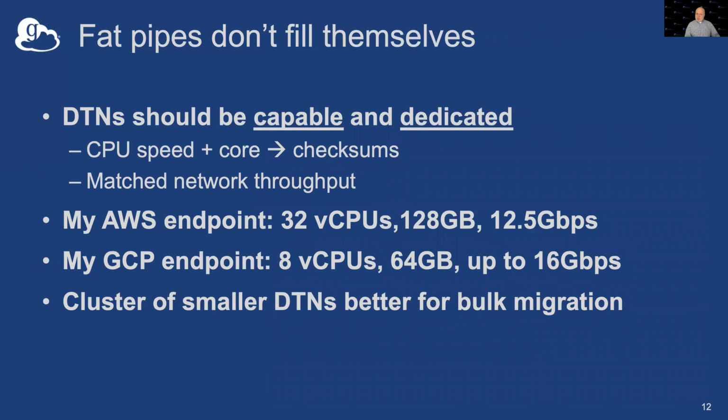One thing to also consider is that, yes, you may have great network pipes, but they're not going to fill themselves. So you need to also think hard about what your data transfer nodes look like in terms of capability. So certainly fast CPUs and lots of cores, because if you're moving lots of files, you have to checksum lots of files, and that takes processing power. But also having them dedicated to the task, not having your DTN double as, God forbid, a mail server or something like that.